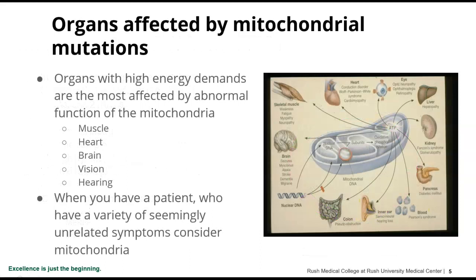So organs affected by mitochondrial mutations: organs with high energy needs are the most affected. This includes the heart, muscle, brain, vision, hearing. So here we have muscle weakness, fatigue, myopathy, neuropathy; in the heart, conduction defects, Wolff-Parkinson-White, cardiomyopathy, ophthalmoplegia; liver issues, Fanconi syndrome, diabetes mellitus, Pearson syndrome in the blood; sensorineural hearing loss, pseudo-obstruction in the GI tract; and then the brain: seizures, myoclonus, ataxia, stroke, dementia, migraine.